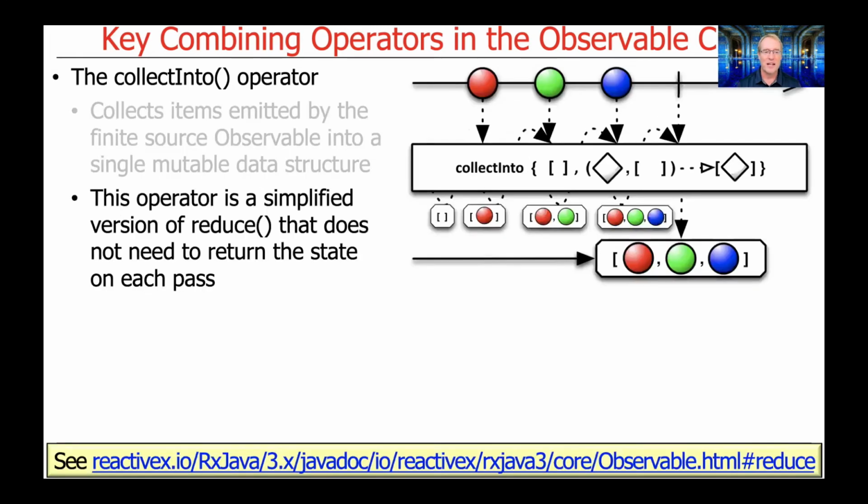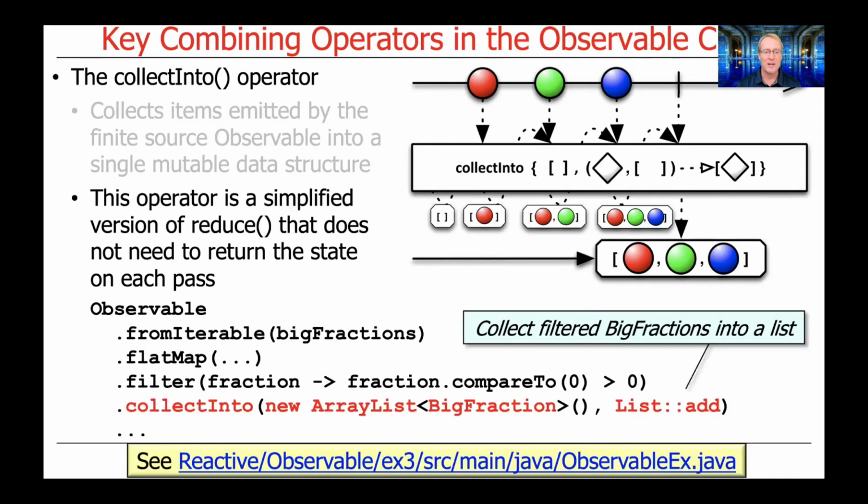an array list. You can think of collectInto as a simplified version of reduce that doesn't need to return the state on each pass. So it's a bit stripped down and streamlined.